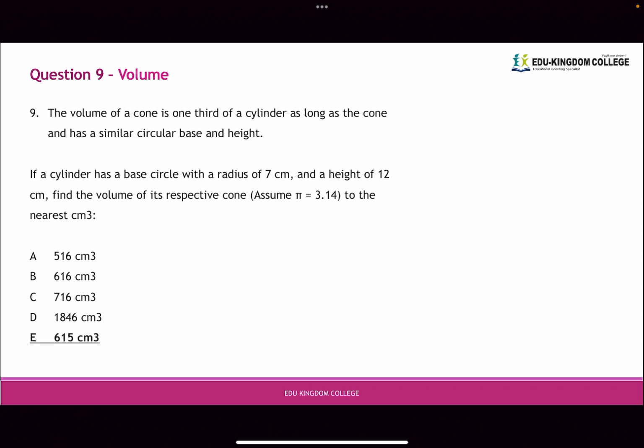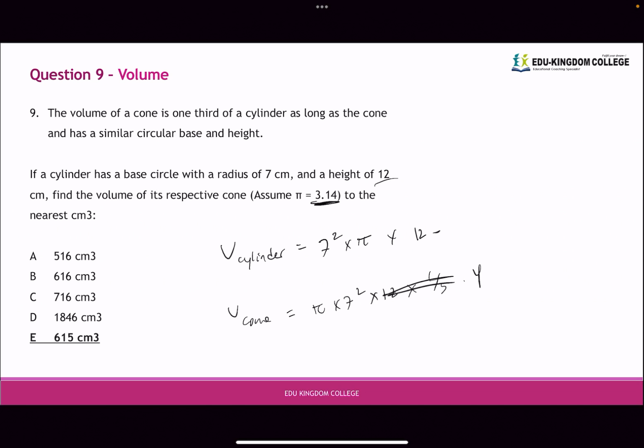So the volume of the cylinder equals pi r squared times the height, so pi, which is 3.14, times 7 squared, times 12. The volume of the cone equals pi r squared times height times 1/3, or divided by 3. So 12 times 1/3 is 4. I've just simplified that to get rid of my fraction.